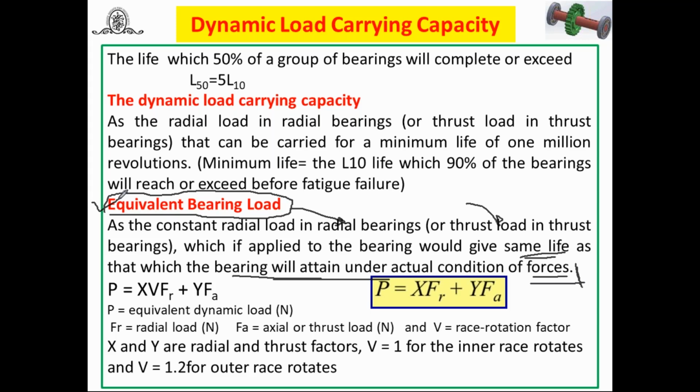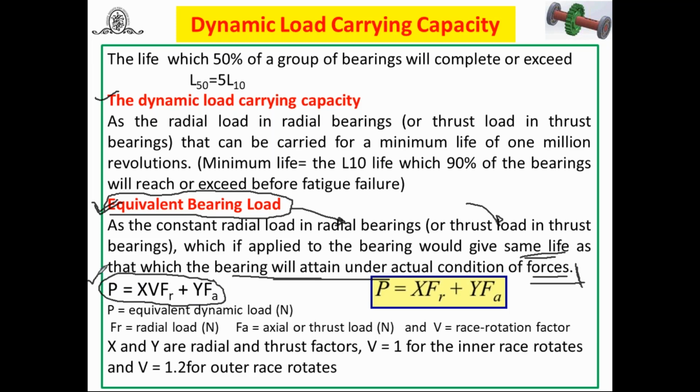And by using equivalent bearing load, you can find out the relation between dynamic load, equivalent load, and bearing life to select the bearing. That's why while selecting the bearing, first you have to find out the dynamic load capacity, then you have to find out the equivalent bearing load. And how to find out this equivalent bearing load? It is given by P = X V Fr + Y Fa.